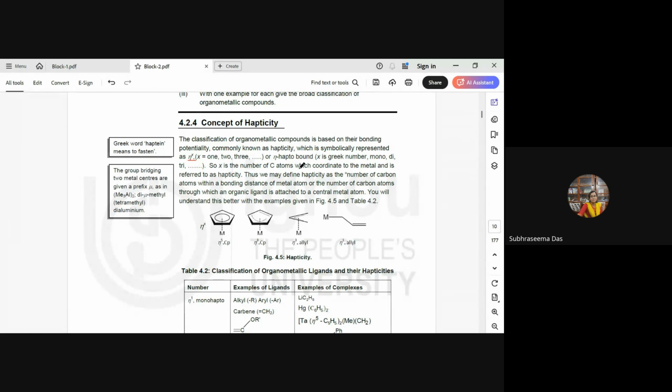Suppose we have eta to the power 5, so it indicates penta. That is, it has a capability of binding to 5 atoms. So here hapticity can be technically defined as the number of carbon atoms within a bonding distance of the metal atom, or the number of carbon atoms through which an organic ligand is attached to the central metal atom.